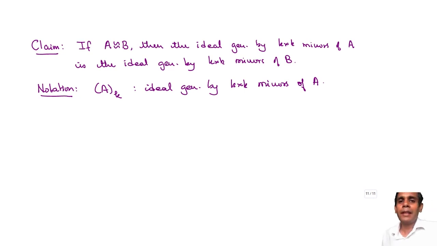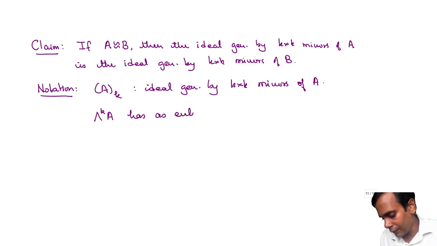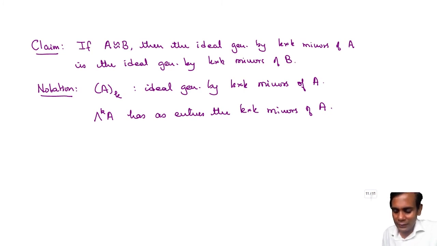Now, recall from the lecture on tensor algebras and exterior algebras that wedge K A has as entries the K by K minors of A. So this matrix corresponding to wedge K of A on the Kth exterior power has as entries K by K minors of A. We did that for square matrices, for matrices over a field, but it works equally well over a ring. And so what we have is that A_(K) is just the ideal generated by the entries of wedge K A.